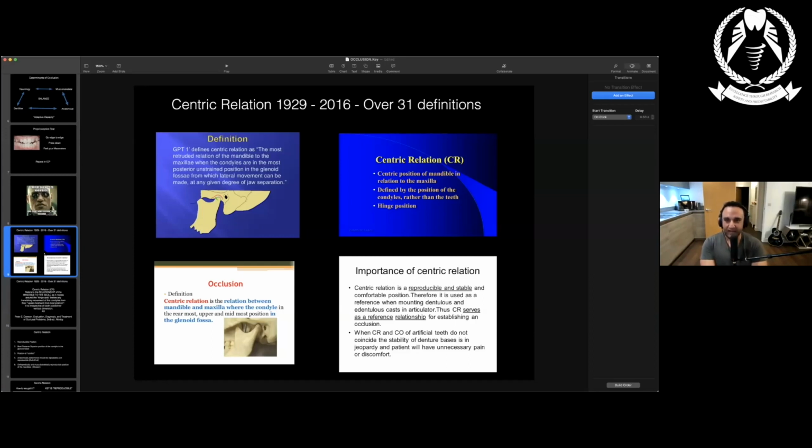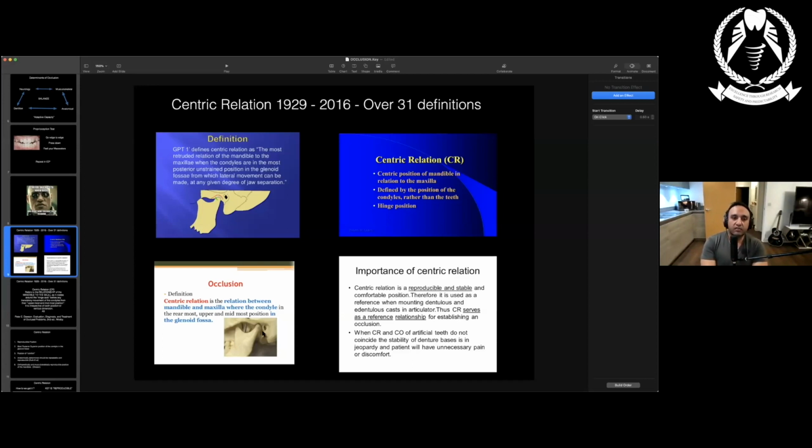to make it even more complicated here, okay? The way to think about it is centric relation is the position of your mandible in relation to your maxilla, and it's defined by that anatomy that I talked about, the position of the condyles rather than the teeth, and it's a hinge position. Other definitions are the rearmost or uppermost position of the condyle in where it sits in the glenoid fossa. So that is a way of defining where CR is.